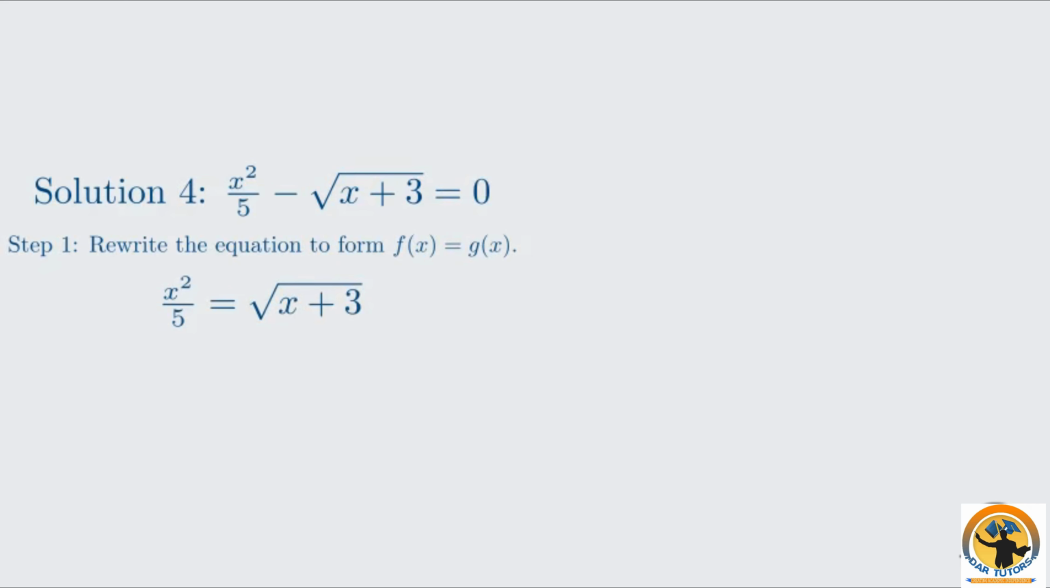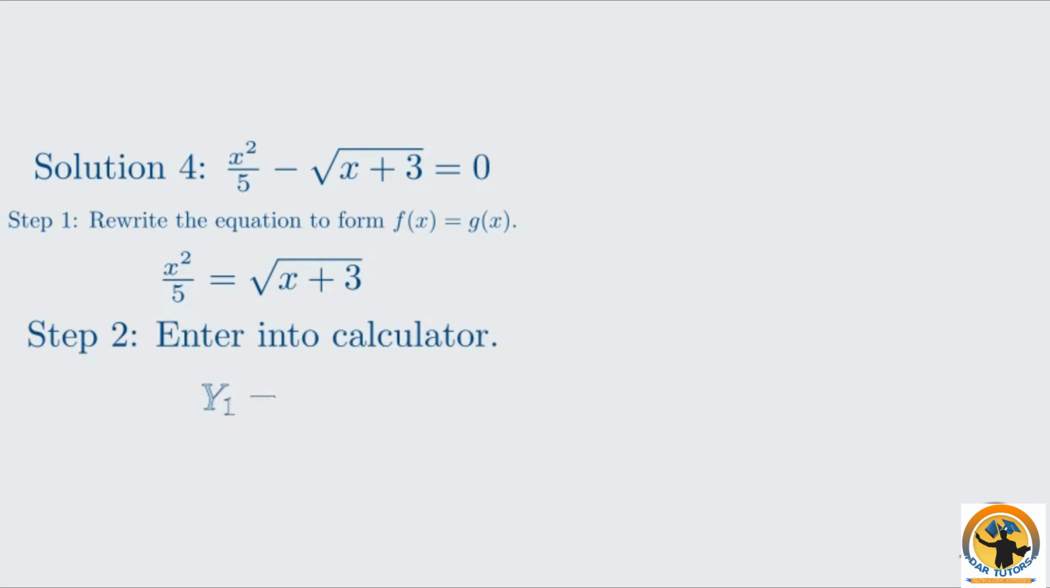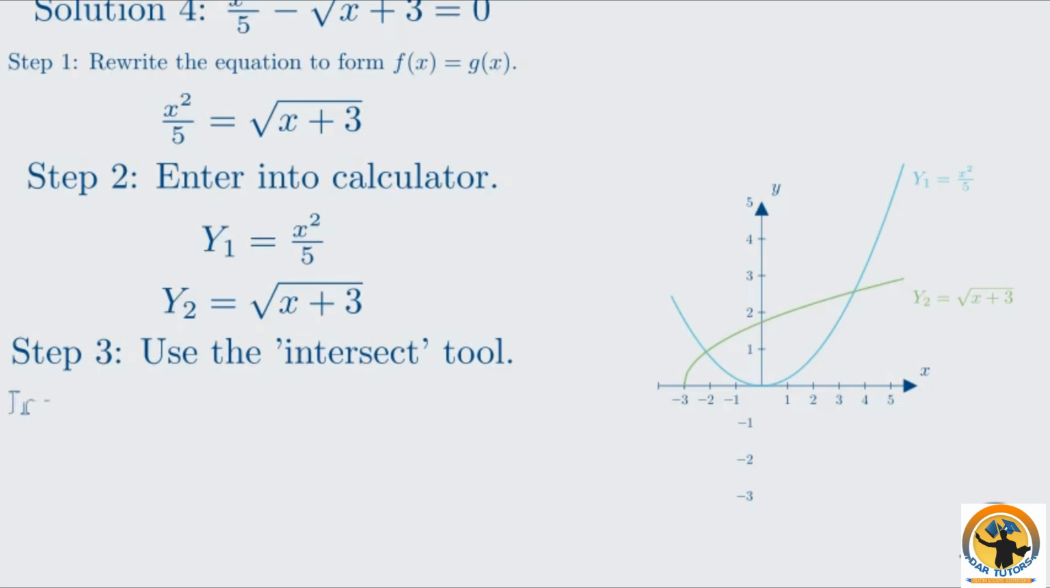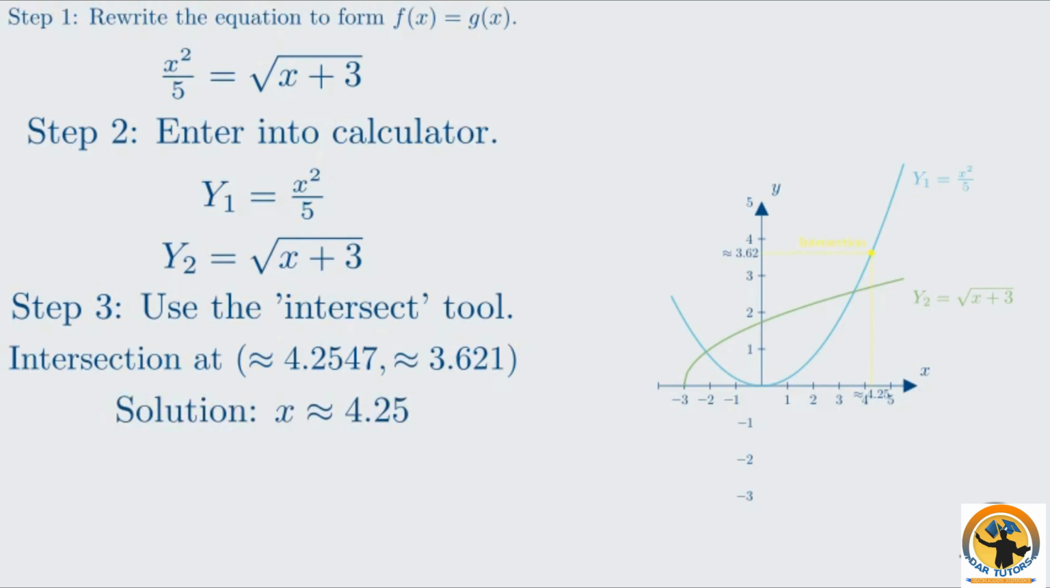We will graph the left side as y1 and the right side as y2. We enter y1 equals x squared divided by 5, and y2 equals the square root of (x plus 3) into our calculator's graph editor. Graphing these two functions will show a parabola for y1 and a square root curve for y2. By using the calculator's intersect tool, we can find the coordinates of the intersection point. We find that x is approximately 4.2547. Rounding this to 3 significant figures, our solution is x equals 4.25.